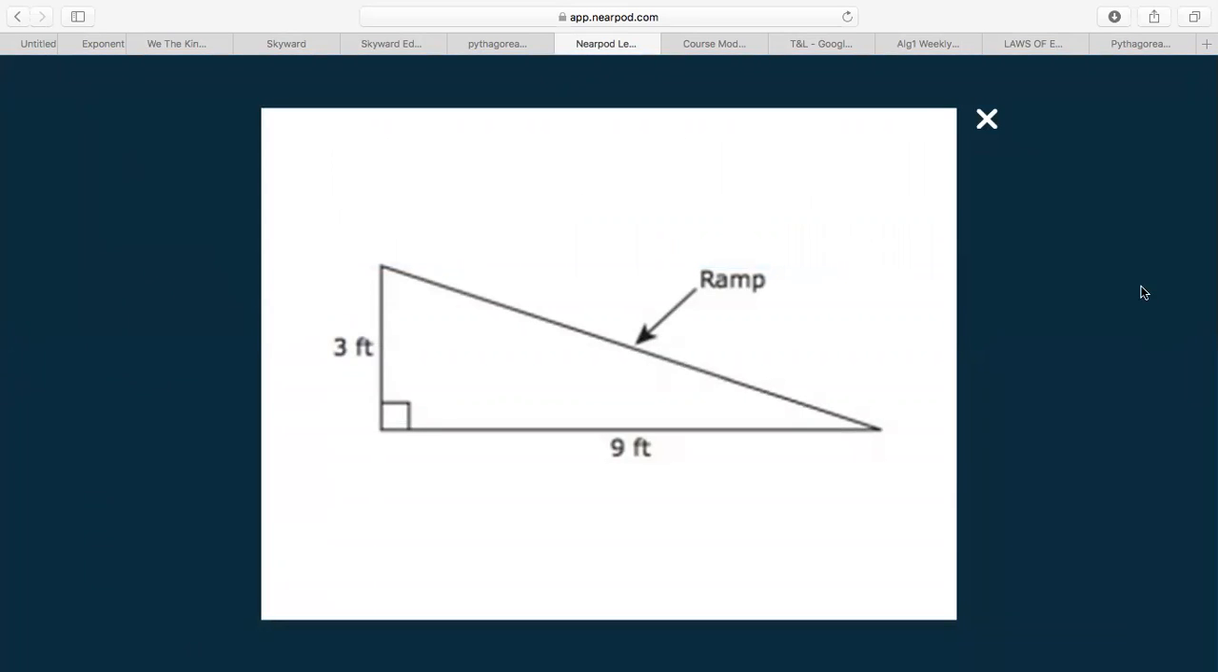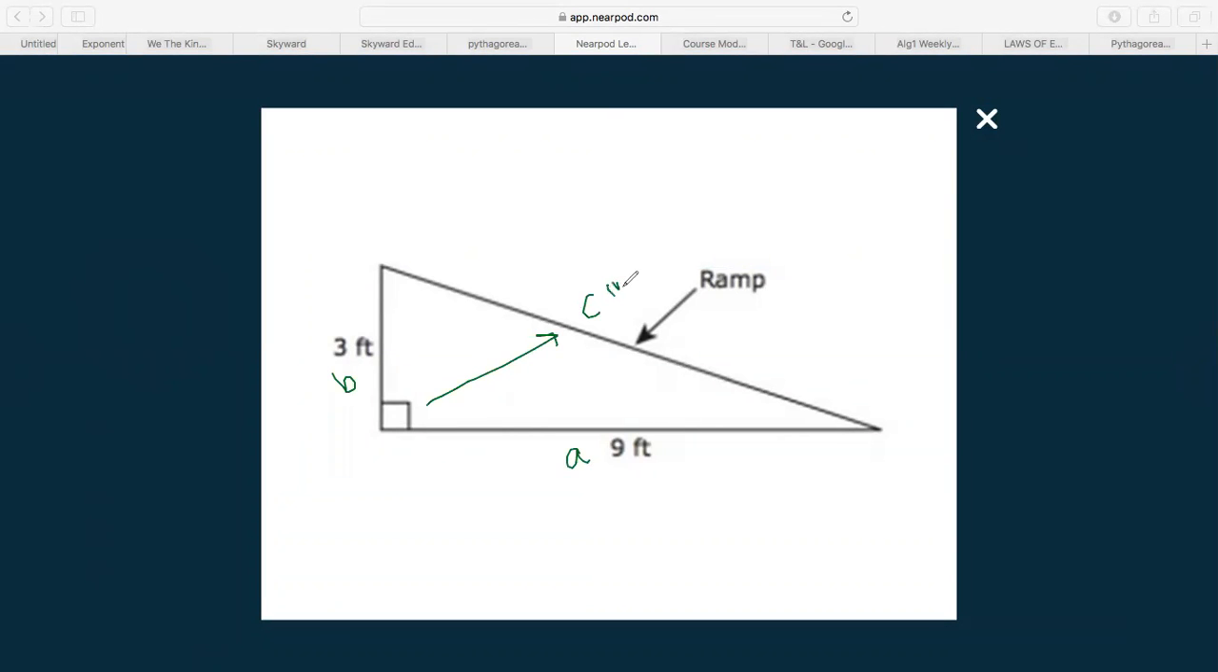Who wants to go for it? Go, Allie. So first we would label our A, B, C. I chose 9 as A, 3 as B, and then our unknown number is C. So those are our variables.